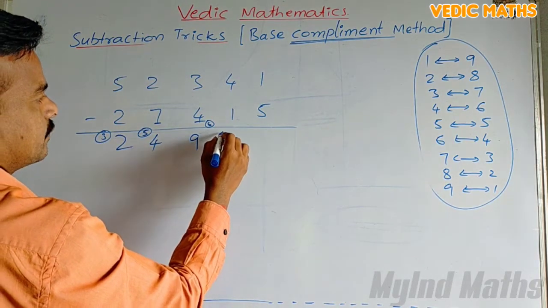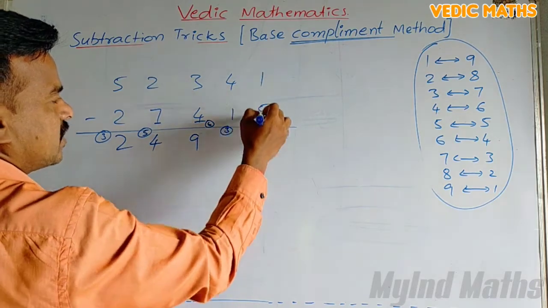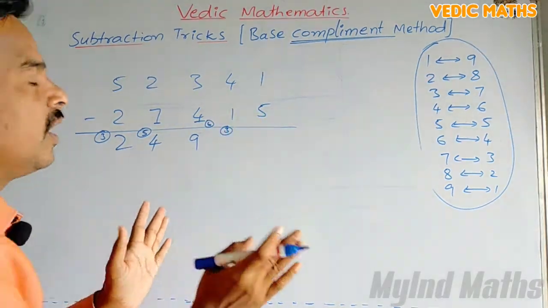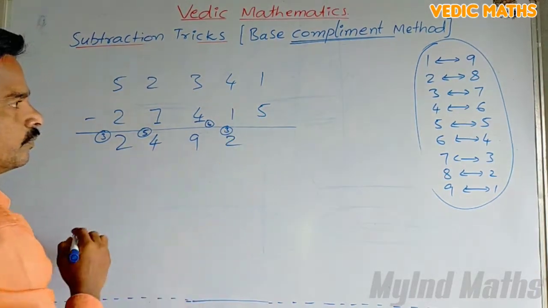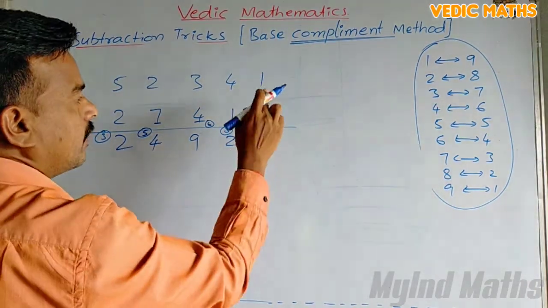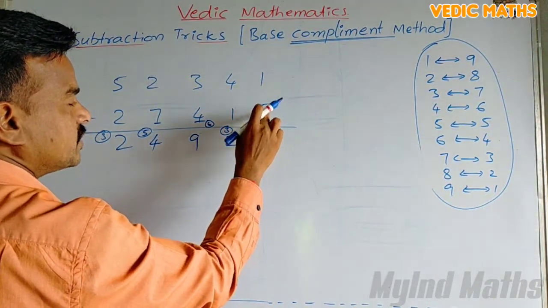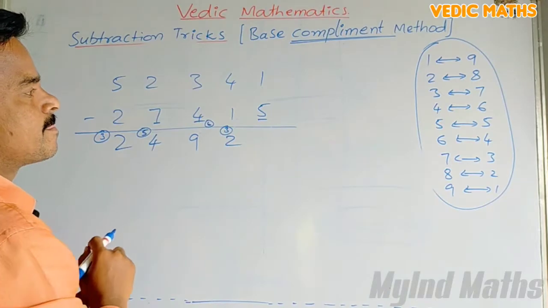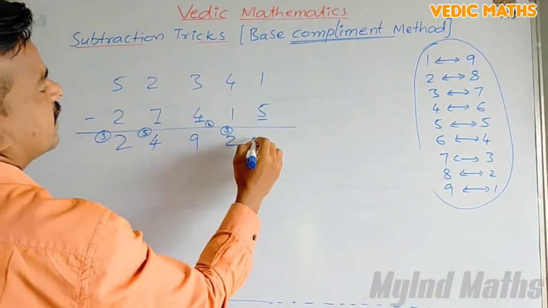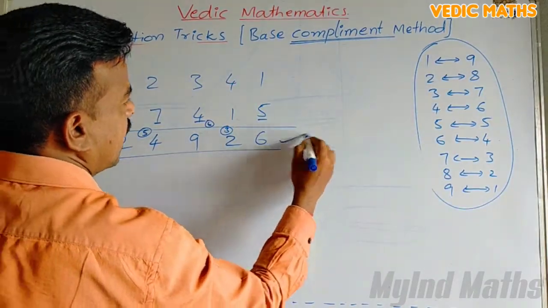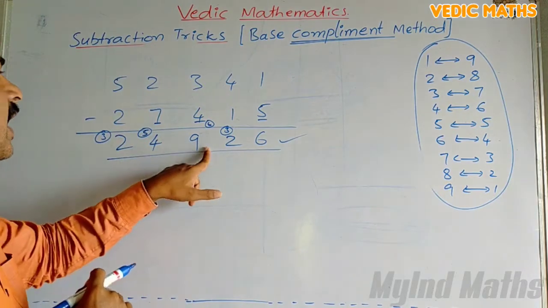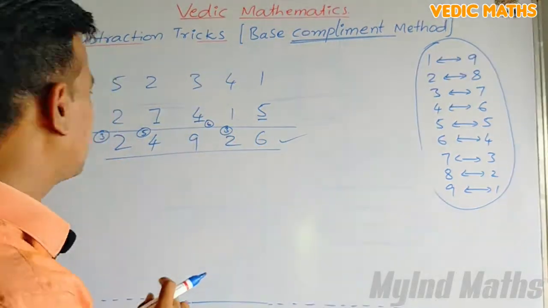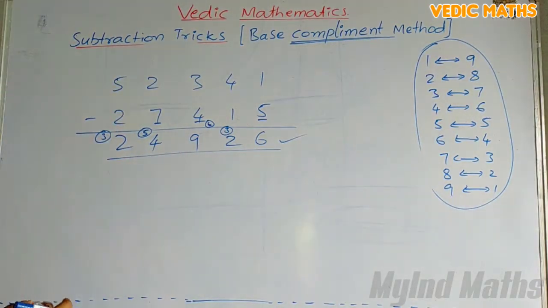This is 3. Okay. But the next number, 1 minus 5, is not going. That is why here we should write 2. And next 1 plus, what is the complement of this base? 5. 1 plus 5 is 6. So this is the answer. 24,926 is the answer. Let us take one more example.